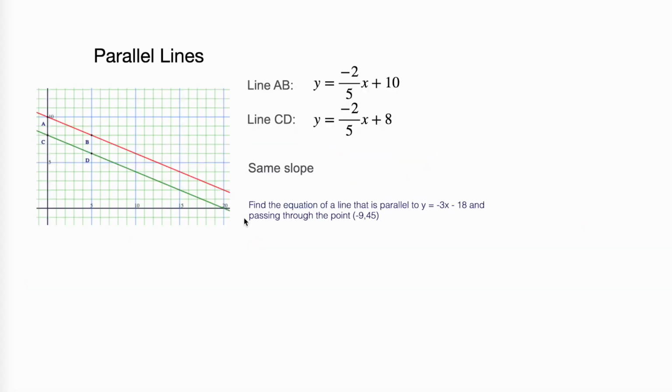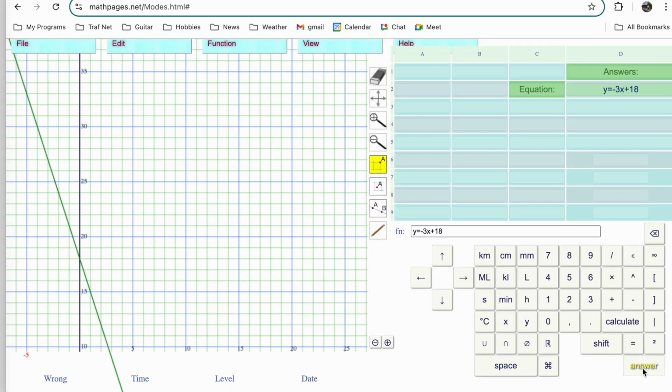We could have said, find the equation of a line that's parallel to y equals negative 3x minus 18 and passing through the point negative 9, 45. We know it's going to have the same slope because it's parallel. We can say y equals negative 3x plus b, and then I could use the point negative 9, 45 to find the b. I replace the x with negative 9 and the y with 45. We have 45 equals negative 3 times negative 9, which is positive 27, plus b. Then I'm going to subtract 27 from both sides to get the b alone. That gives me 18 equals b. We end up with the equation y equals negative 3x plus 18. We press answer to see if we're right.